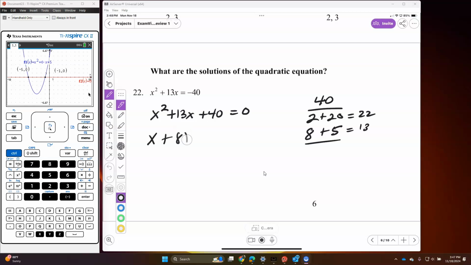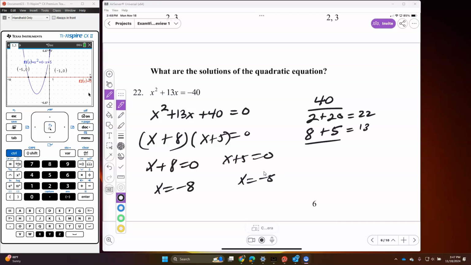So you have x plus 8 and x plus 5 equals 0. So x plus 8 equals 0. X plus 5 equals 0. X equals negative 8. X equals negative 5. And if you want to check, you just have to substitute back into the equation. So you have negative 8 squared plus 13 times negative 8 equals negative 40. And it's true. And you can try negative 5 on your own. Negative 5 squared plus 13 times negative 5 equals negative 40.